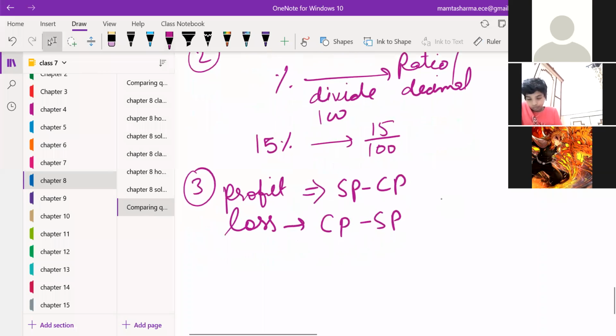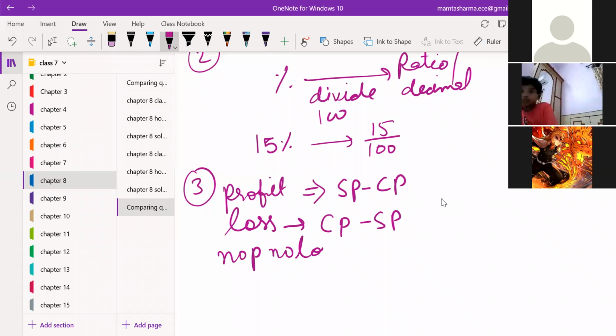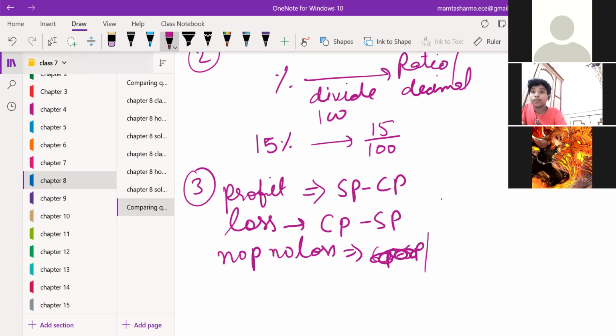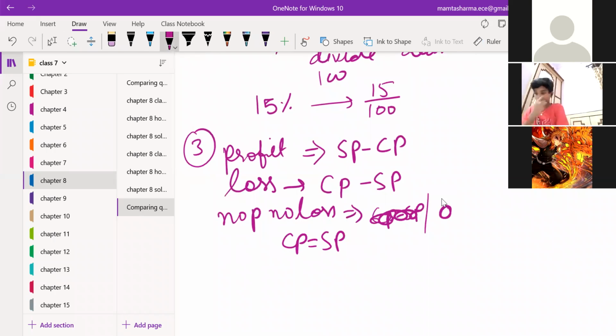Now, if there is no profit, no loss, then there will be no formula. Zero. When the profit or loss is zero, you can say the CP will be equal to SP. Then there will be no profit, no loss.